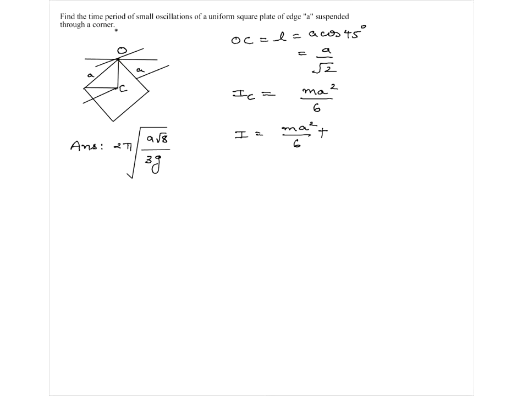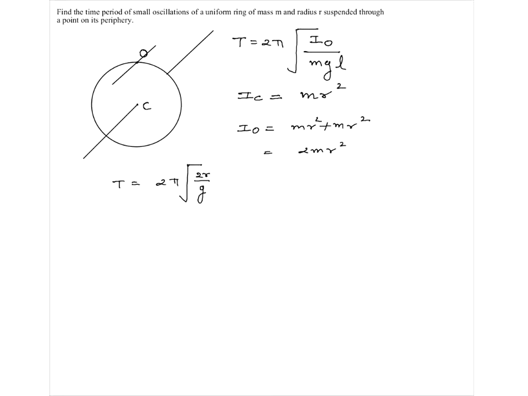Suspended through a corner should mean it should be moving like this. If it is moving like this, then the axis should be like this, into the screen, coming towards the reader. Just like this problem, like that.